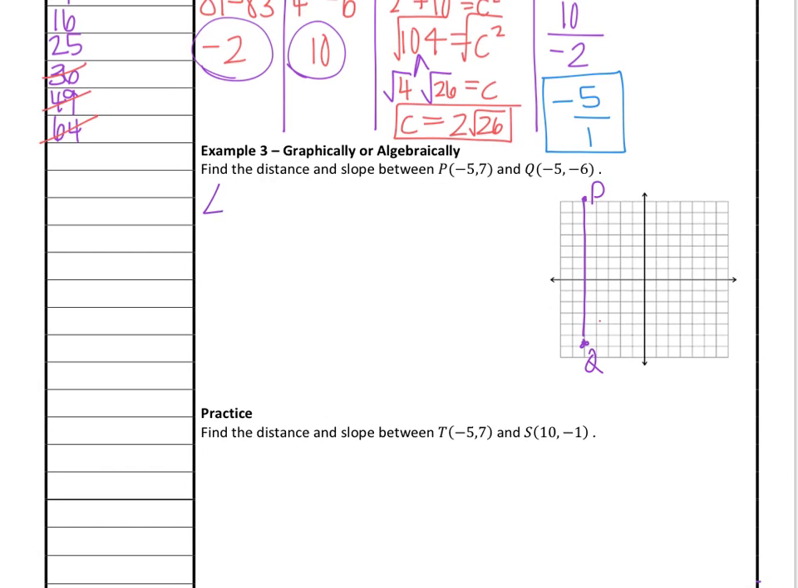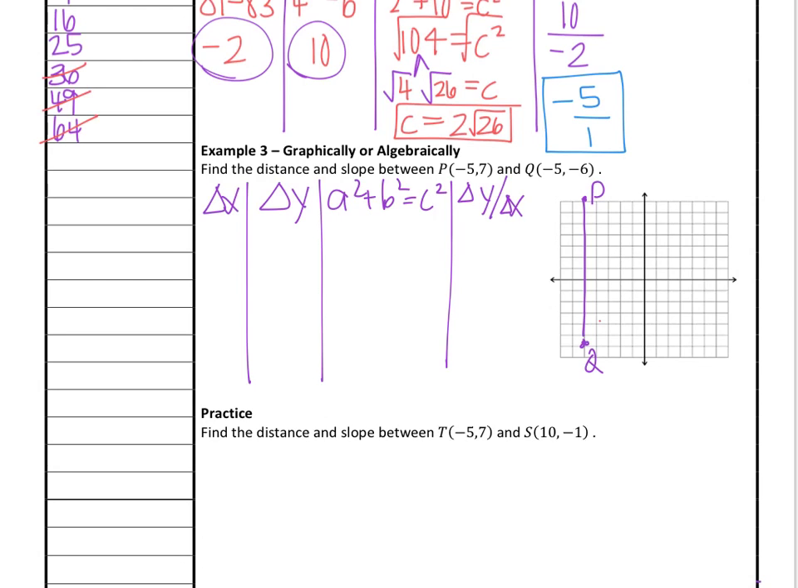So we're still going to go with our table, change x, change y, Pythagorean Theorem, and change y over change x. So if we think about change in x's, that's left to right. If we look on the graph, our graph is not going left and right at all. It's straight up and down. If we count the change in the y's, straight up and down, you're counting boxes. 1, 2, 3, 4, 5, 6, 7, 8, 9, 10, 11, 12, 13. So our change in y is 13.